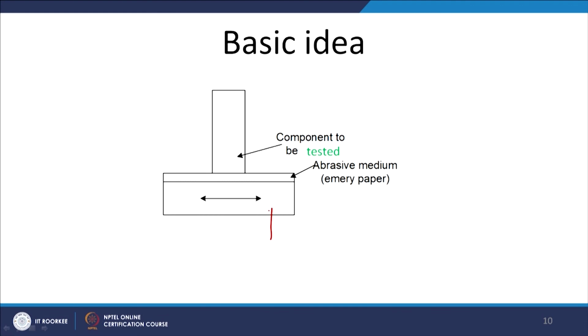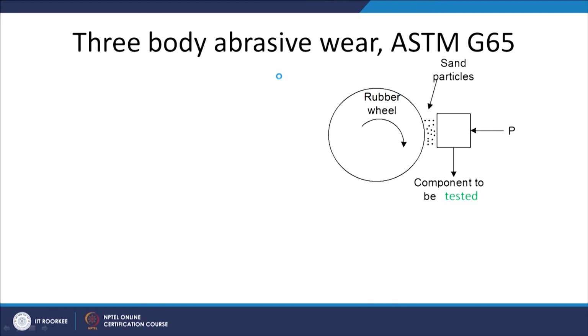So the counter surface is placed with the abrasive medium, against which the component whose wear resistance is to be checked is kept under the normal load, and then reciprocating movement is given. Whenever this kind of thing is done, there is the possibility that wear debris particles are left at the interface, which will increase the tendency for increased wear due to the 3 body wear conditions.